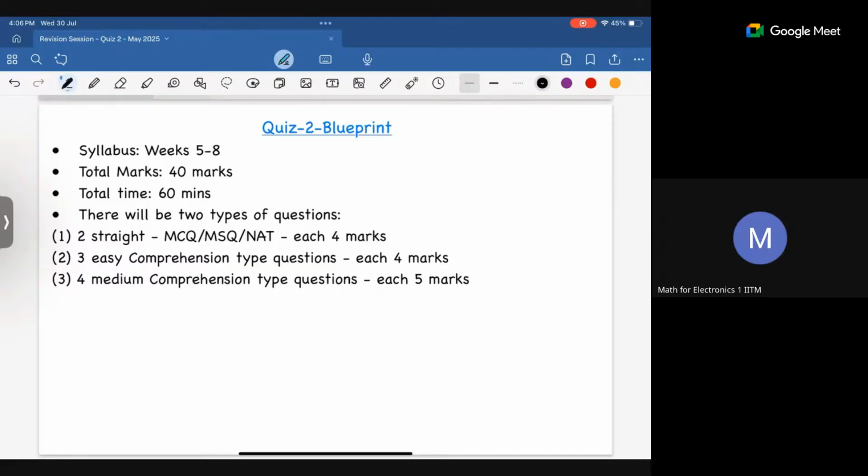And again, the total marks and the total time you are going to get are the same as quiz 1. And the pattern will also be similar to quiz 1. So we'll have only two straight questions, each carrying 4 marks. It can be either MCQ, MSQ, and so on. And then you will see 3 easy comprehension type questions, which carry 4 marks. So you'll have 2 subparts with 2 marks each. And then 4 medium comprehension type questions, which I say are also easy, but quite time taking. Comparatively, 5 marks questions take more time.